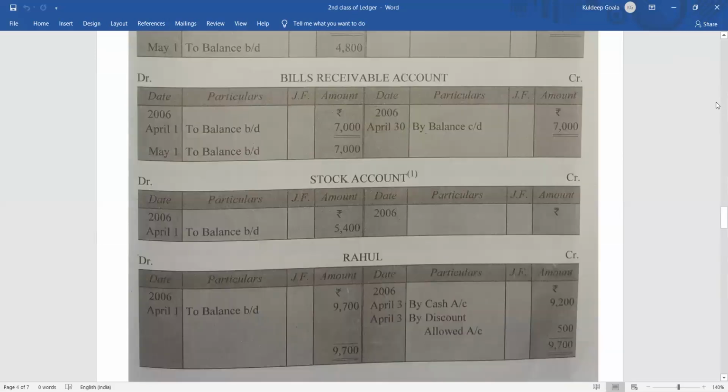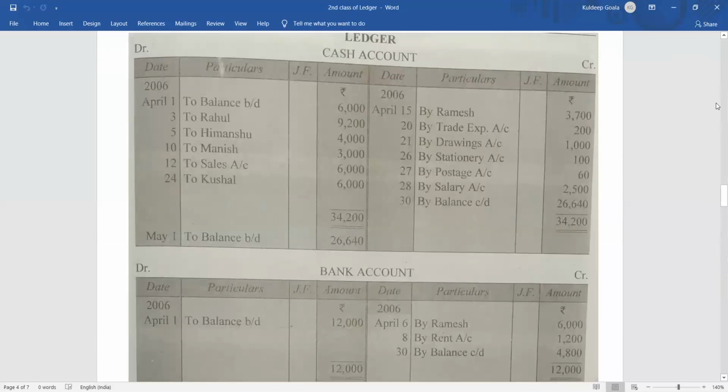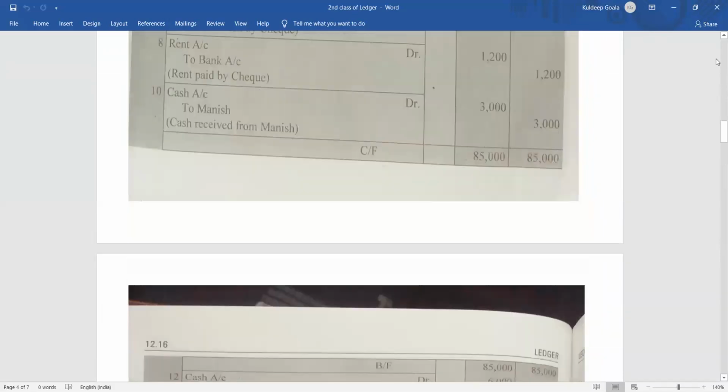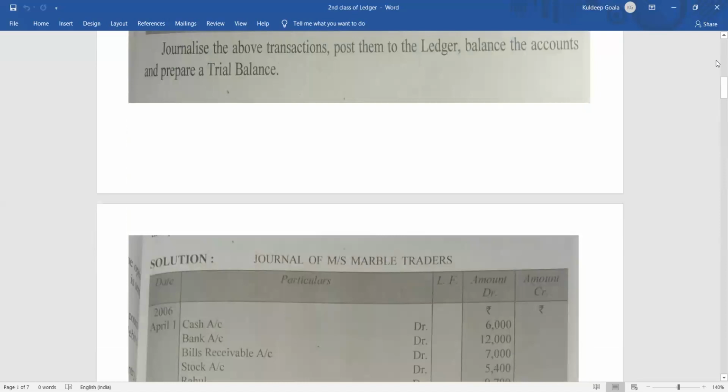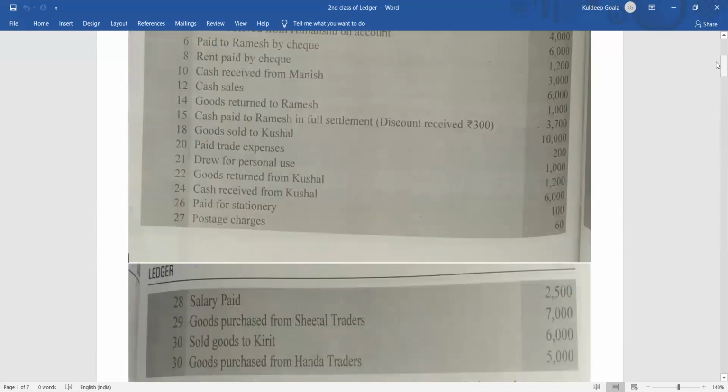Those who are not able to understand properly, go through the first video again and then try. I hope you will be able to understand, because the first video was the base of the ledger.